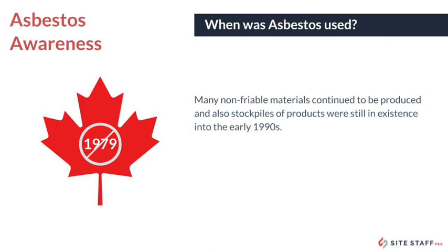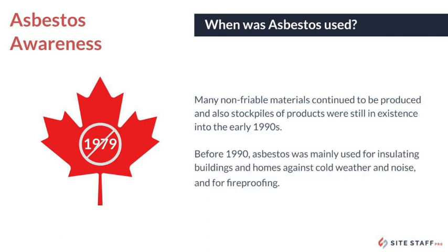The manufacturing of most materials containing asbestos was banned in Canada in 1979. However, many non-friable materials continued to be produced, and also stockpiles of products were still in existence for years later. Therefore, asbestos products can be found in buildings built into the early 1990s. Before 1990, asbestos was mainly used for insulating buildings and homes against cold weather and noise, and for fireproofing.